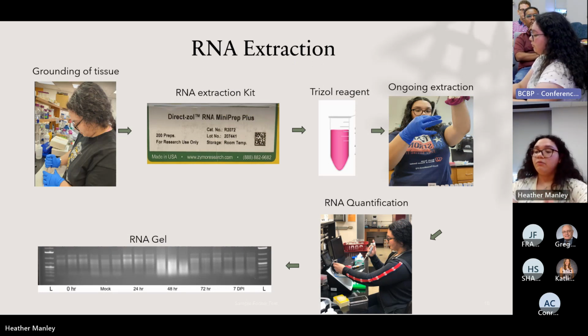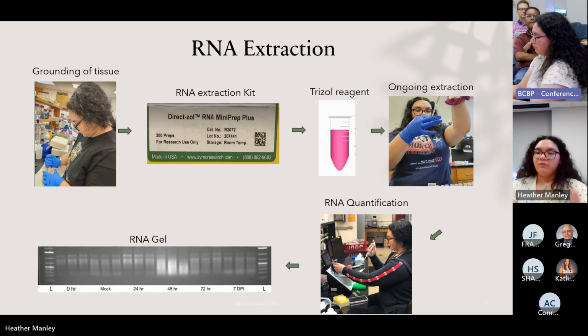We ground them with liquid nitrogen. So you have to really get in there and make it into a fine powder. The very end, it's protein powder. Yeah. And so then the RNA extraction kit that we use is called Direct-zol RNA Miniprep Plus.